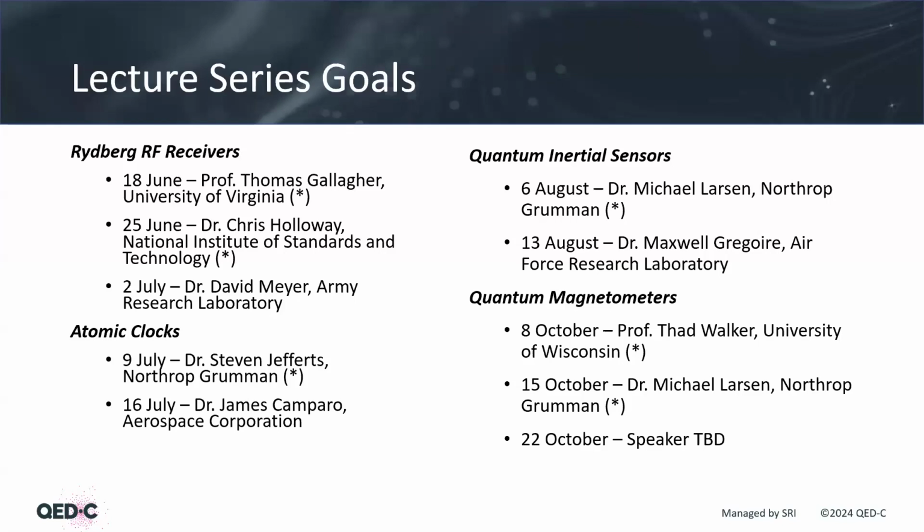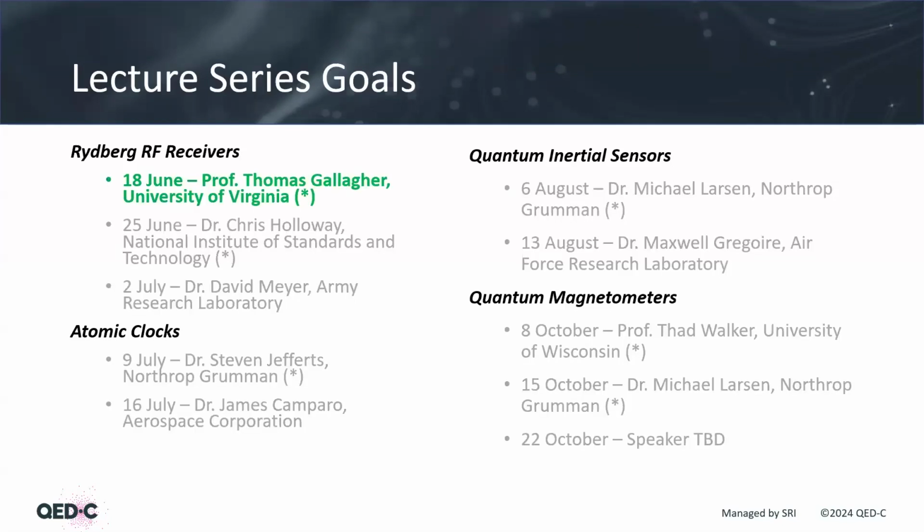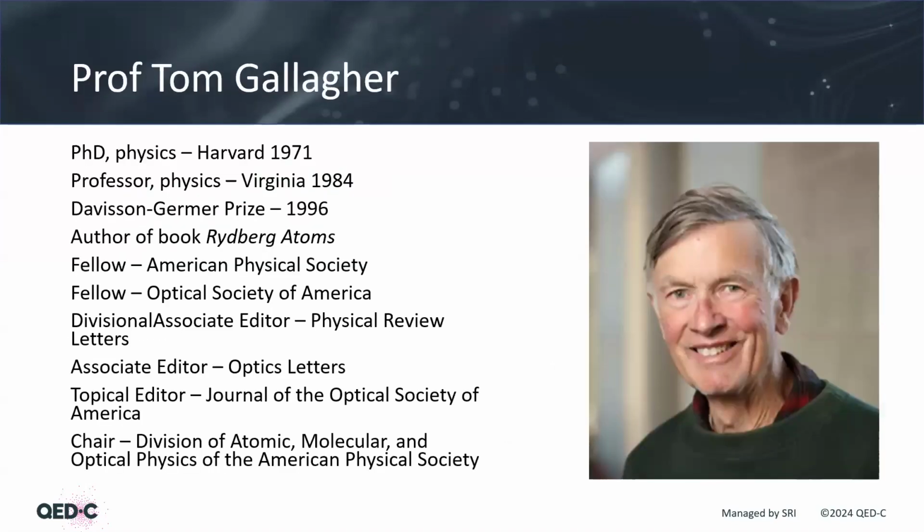So with that, just to not take up any more time, I'll go ahead and introduce Professor Gallagher. Tom Gallagher has a PhD from Harvard in 1971 and has been a professor of physics at the University of Virginia since 1984. I believe he's technically professor emeritus now. He won the Davisson-Germer Prize in 1996. As I mentioned before, he wrote the book on Rydberg atoms that those of us in the field developing the sensors regularly refer back to. He is a Fellow of the American Physical Society and the Optical Society of America, and an editor for many journals.